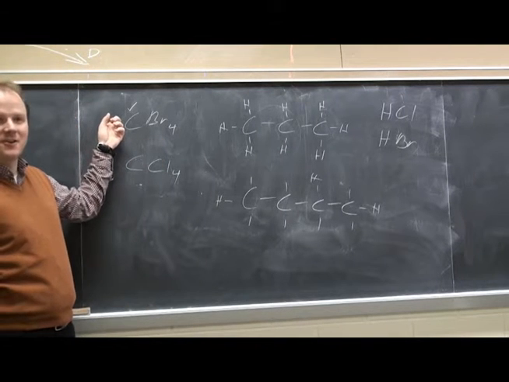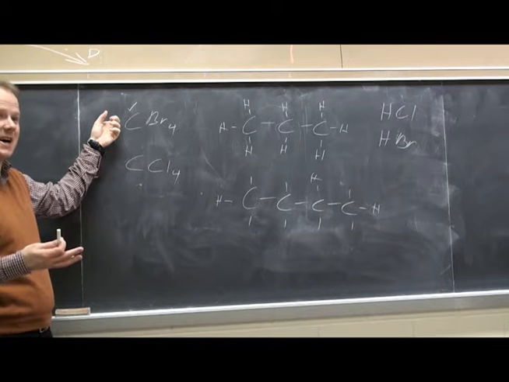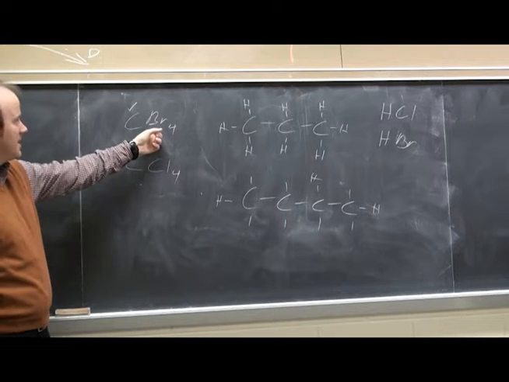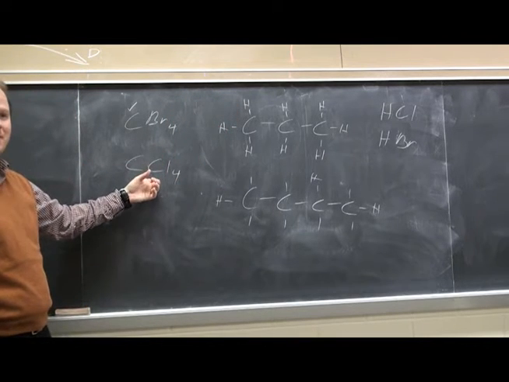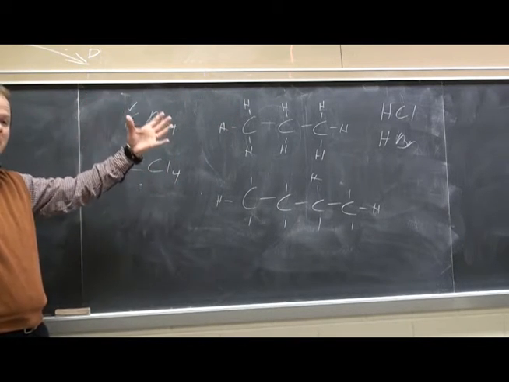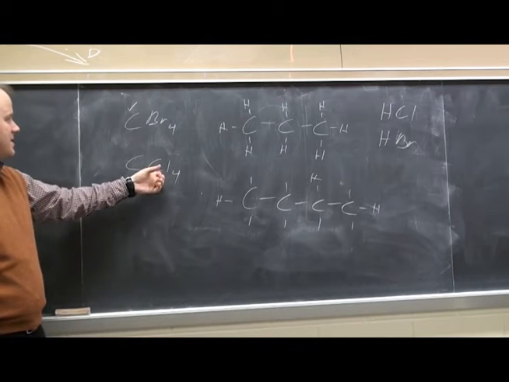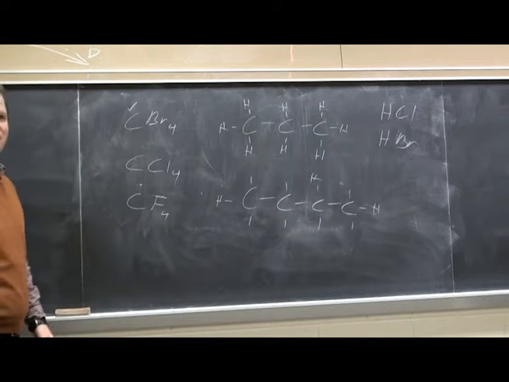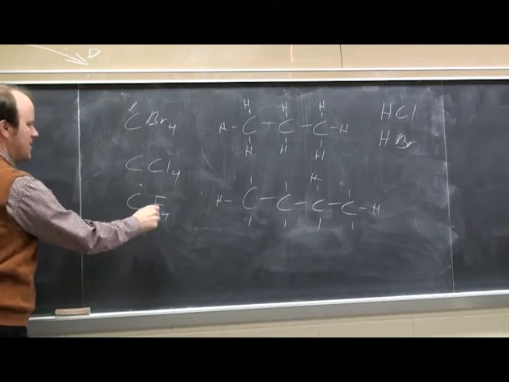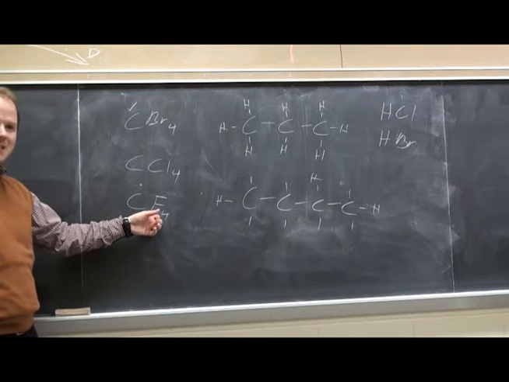CBr4 has higher intermolecular forces, right? It's less volatile, or its boiling point is higher. And bromine's electrons are bound less tightly to it than chlorine, right? The electron cloud is bigger in bromine, and so it's more polarizable. CI4, if this existed, right? The electrons are held very tightly around fluorine, right? This is the least polarizable.